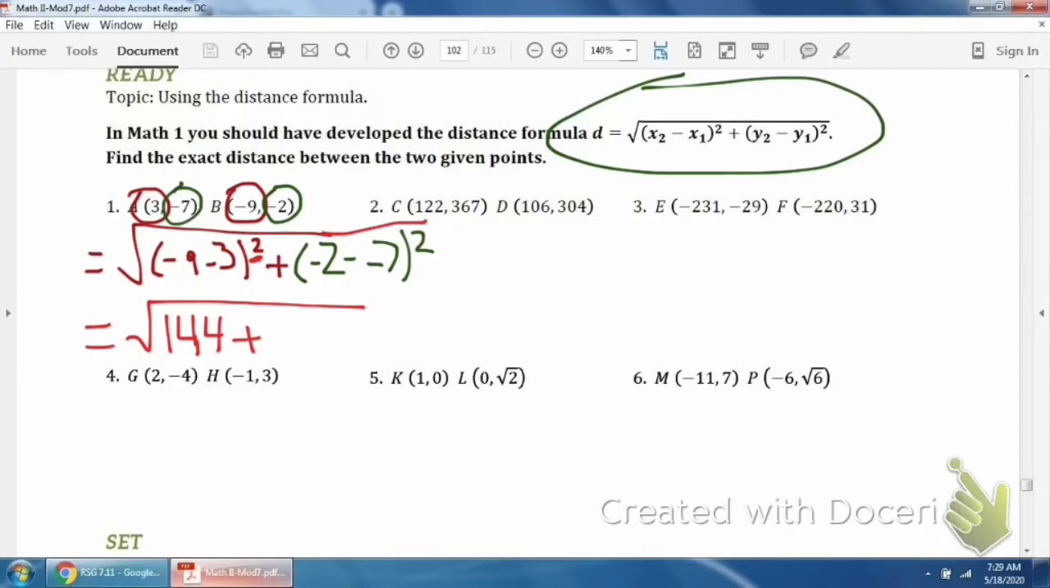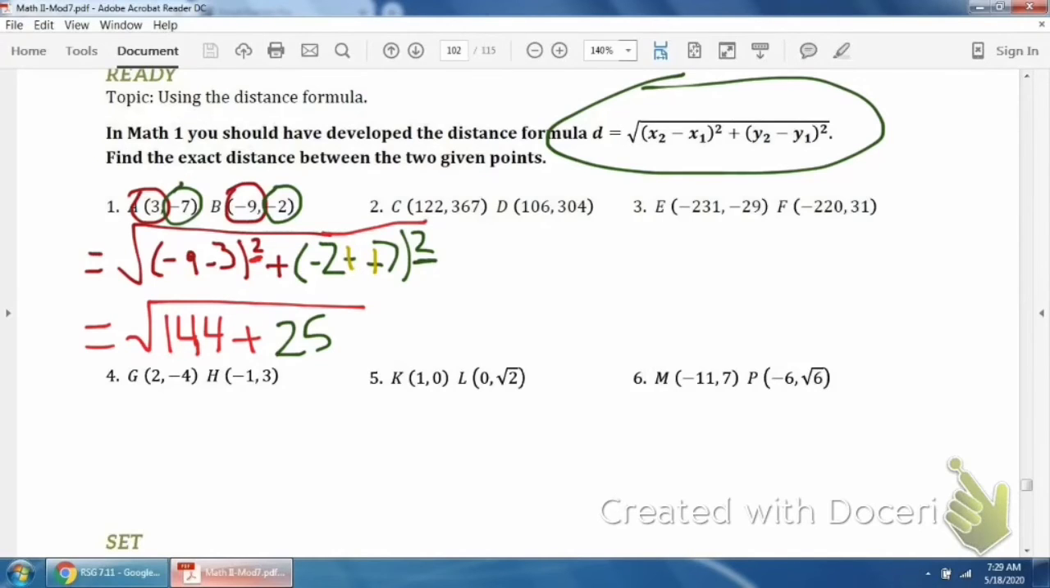Then over here, you have negative 2 minus a negative 7. So remember, whenever we're subtracting a negative, those change to add. So it's going to be negative 2 plus a positive 7. So negative 2, you go up 7. That would leave you up 5. And then again, it's 5 squared. So this would be 25 here.